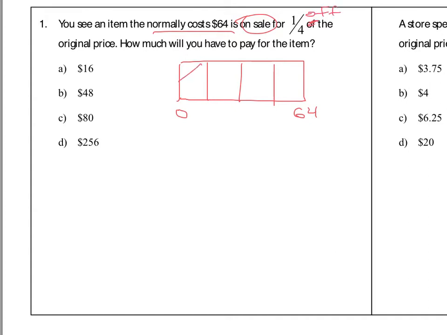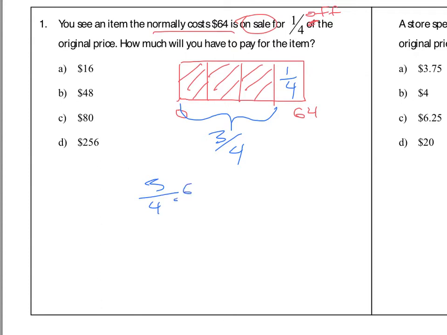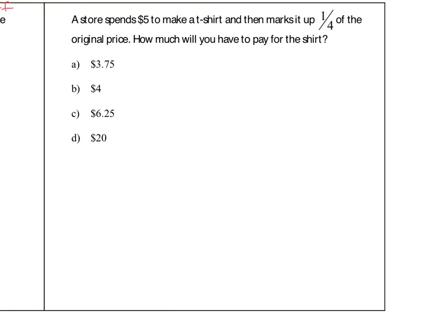So we're looking at this, and if we're taking 1/4 off the original price, this is our 1/4 that we're taking off. That leaves us with 3/4 of the original price. So 3/4 of the original $64 is going to give me $48. That's choice B.